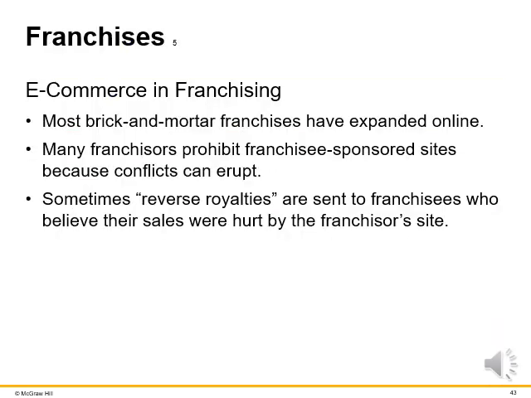The internet has changed franchising in many ways. Most brick-and-mortar franchises have expanded their businesses online and created virtual storefronts to deliver increased value to customers. However, there are many franchisors that prohibit franchisee-sponsored websites because conflicts can erupt and the franchisor creates its own website. Sometimes franchisors send sales or reverse royalties to franchisees who believe their sales were hurt by the franchisor's online sales. But that doesn't always bring about peace.